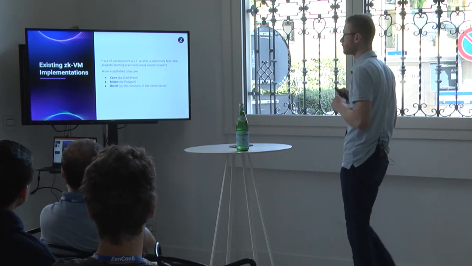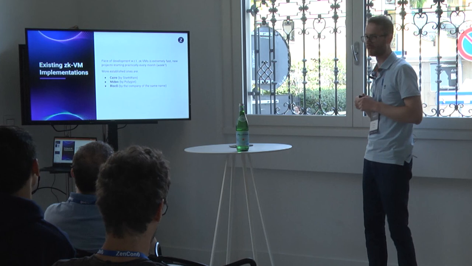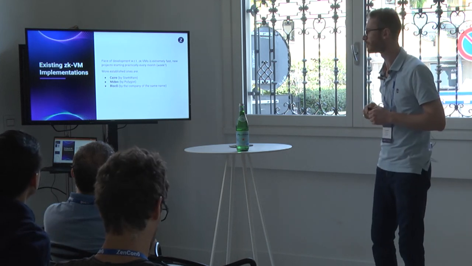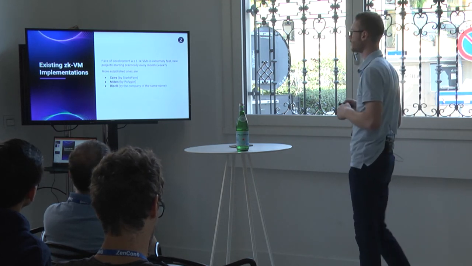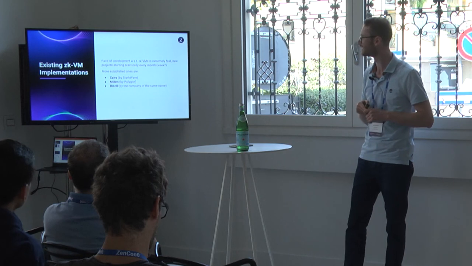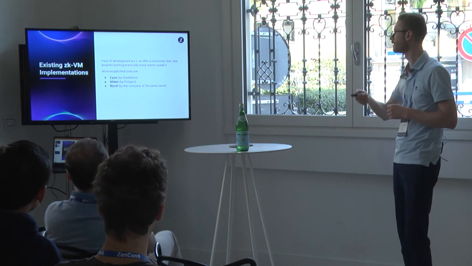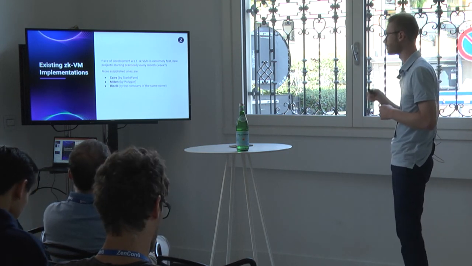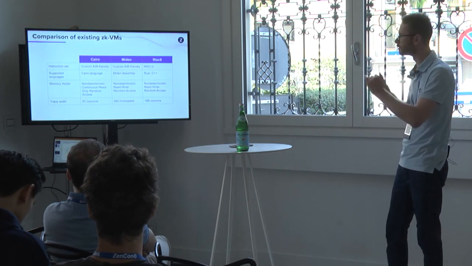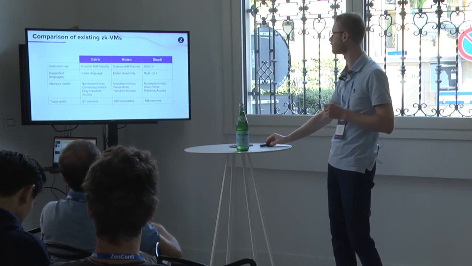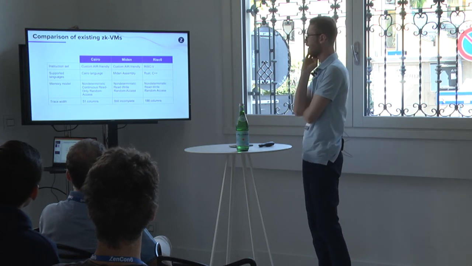Okay, now I would like to make a very brief tour of the existing zkVM implementations. I have to say that zkVMs are a hot topic now in the proving system space, and new projects are popping up every month or week. So the ones I'm most acquainted with are Cairo by Starkware, Miden by Polygon, and RiscZero by the company of the same name. So I would just like to give a brief overview of their respective features.